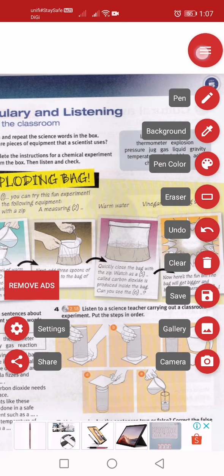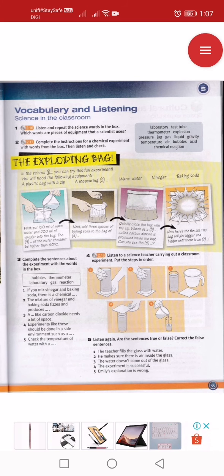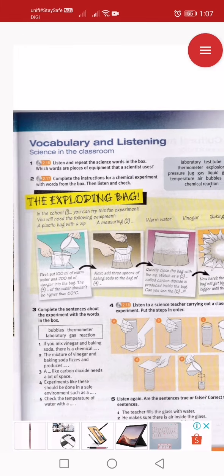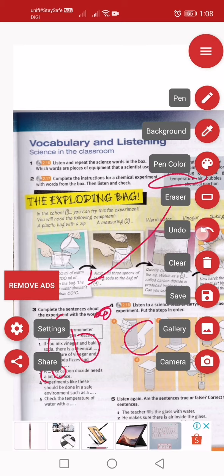I don't think there is a Malay word for it. Those who love to bake, excuse me, you would know what is baking soda. So it says first put 100 ml of warm water and 200 ml of vinegar into the bag. The suhu, temperature. The temperature of the water shouldn't be higher than 60 degrees Celsius. 60 ini adalah degree yang dia punya nota di atas. This one is Celsius. That's how you pronounce it. I mean, that's how you read it out.